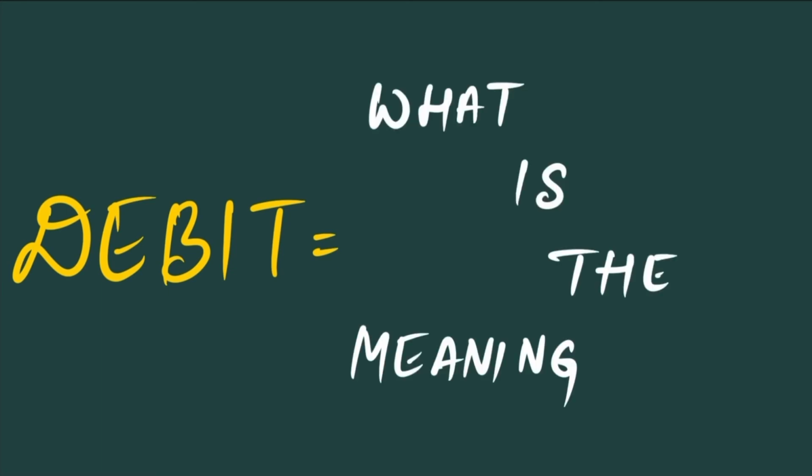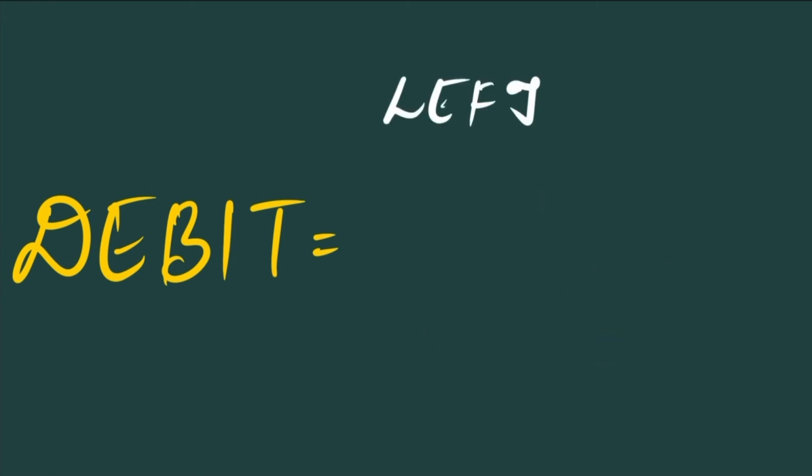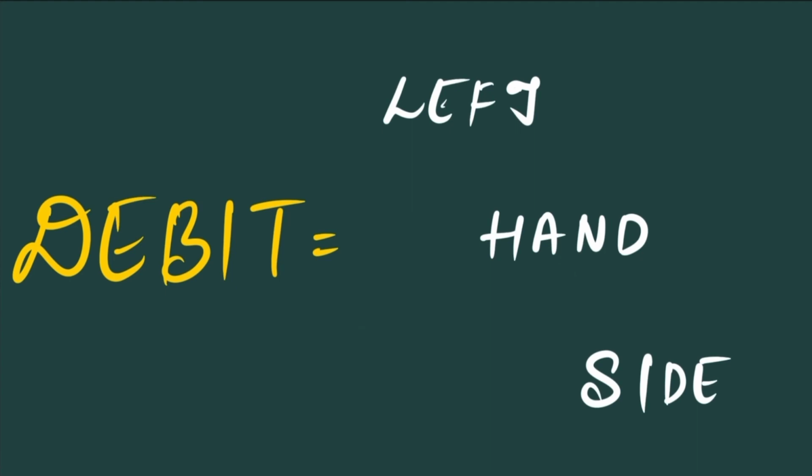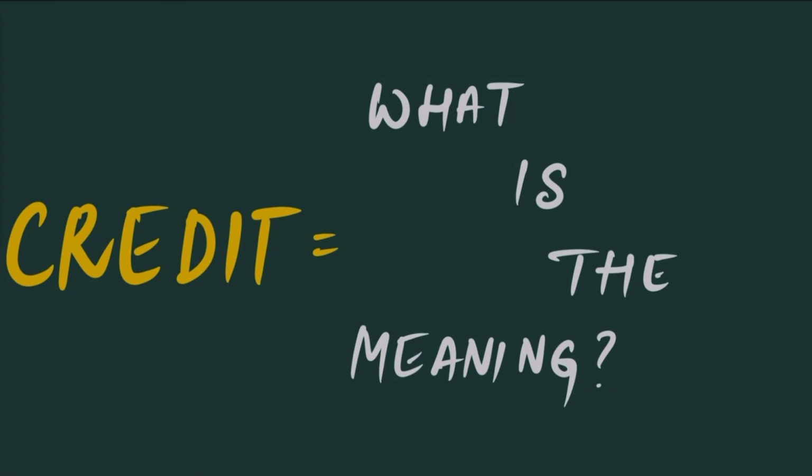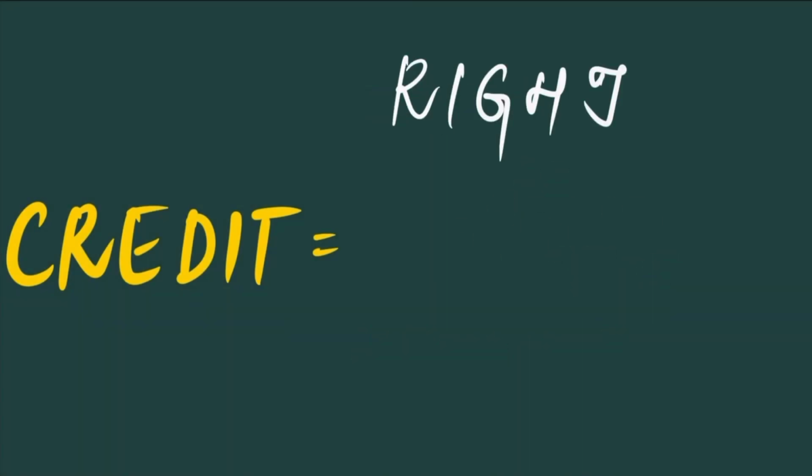Now, what is the meaning of the term debit? Debit only means the left hand side of an account. So whatever we write on the left hand side, that is referred to as debit. In short, we also write it as DR. Then what about credit? If debit represents the left hand part, then obviously credit represents the right hand side of an account.